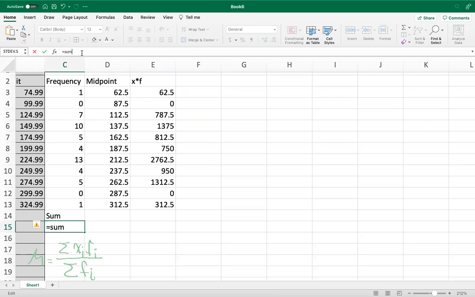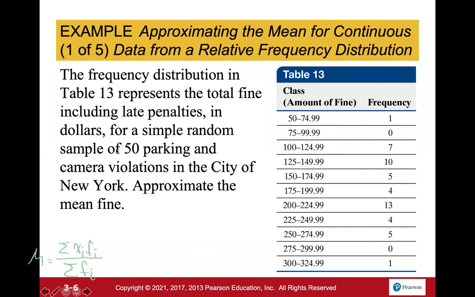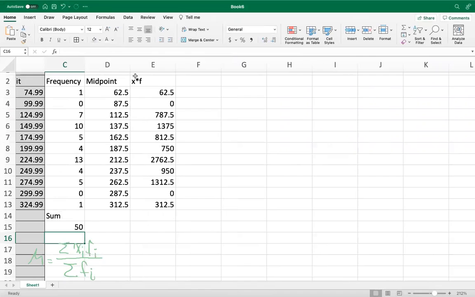Oh, that's fine. So that's equal to the sum of all of these. Make sure you either click that command or put the parentheses there so we can get them. All right, 50, and this does make sense because when we read over here, it talked about the 50 parking violations. So perfect. Now that we have that, this is a number that isn't going to be that predictable.